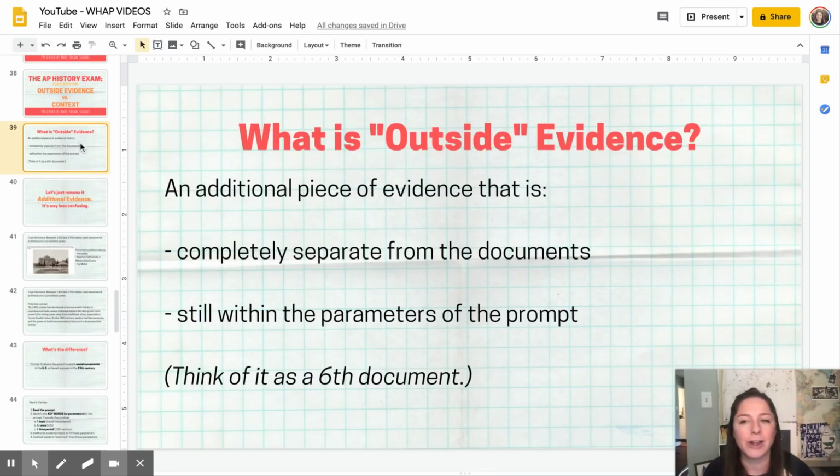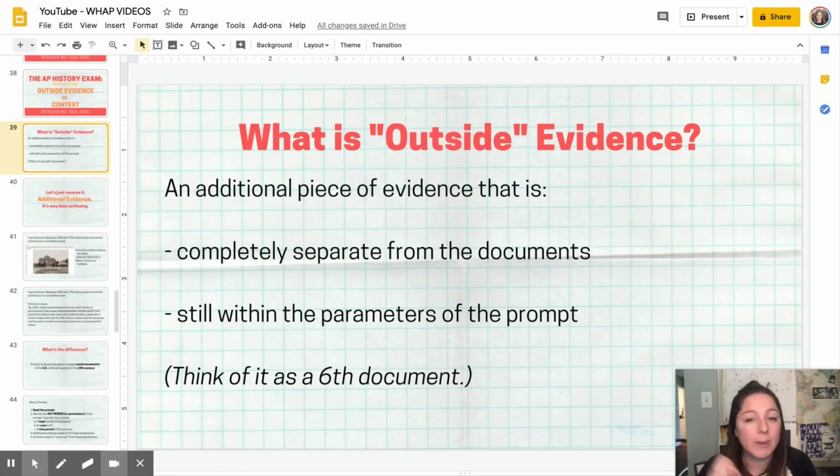I think the word outside is super confusing. I really think I'm going to propose we just call it additional evidence because all it is is an additional piece of evidence that also answers the prompt. And so it just needs to be two things. It needs to be completely separate from the documents. It can't be just like a little fun fact that's added on that relates to a document. It needs to be its own separate thing. And it still needs to be within the parameters of the prompt. And I'll talk more about what that means in a second.